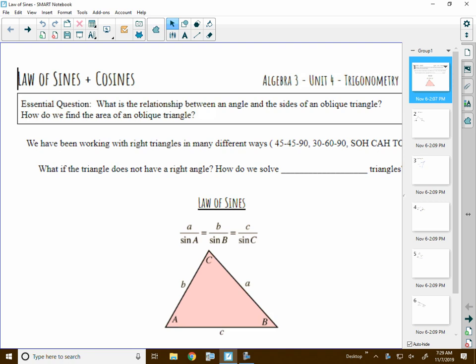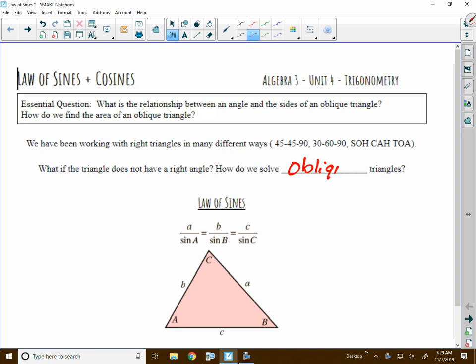Okay, so if you look at the triangle that's on your notes right here, you can tell that it doesn't have a right angle. And so the 30, 60, 90s, the 45, 45, 90s, all of that is separate because those are right triangles. We are now going to be solving oblique triangles. So oblique triangles mean no right angle. Okay, so you can remember that, no right angle.